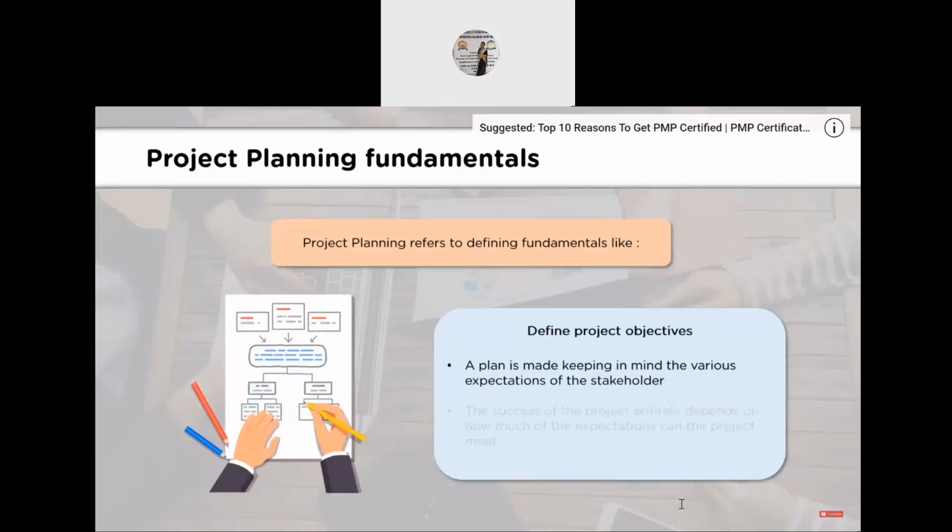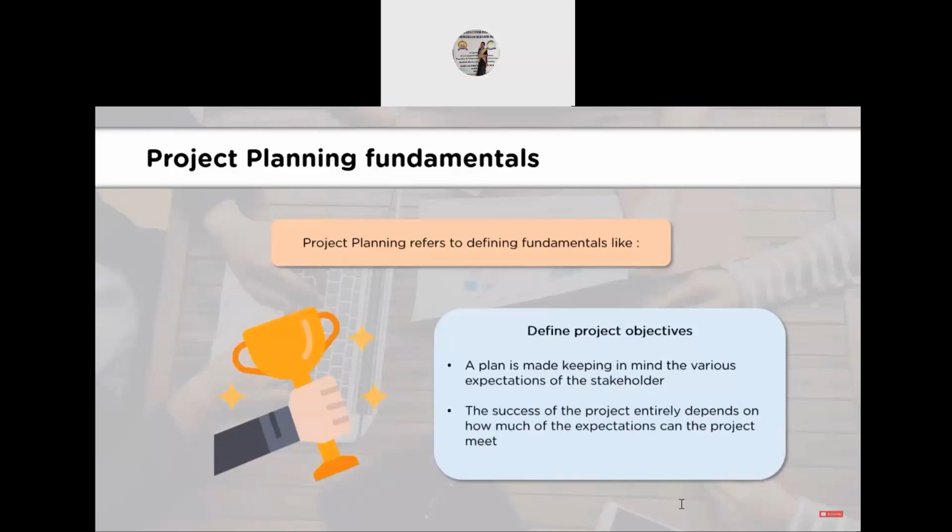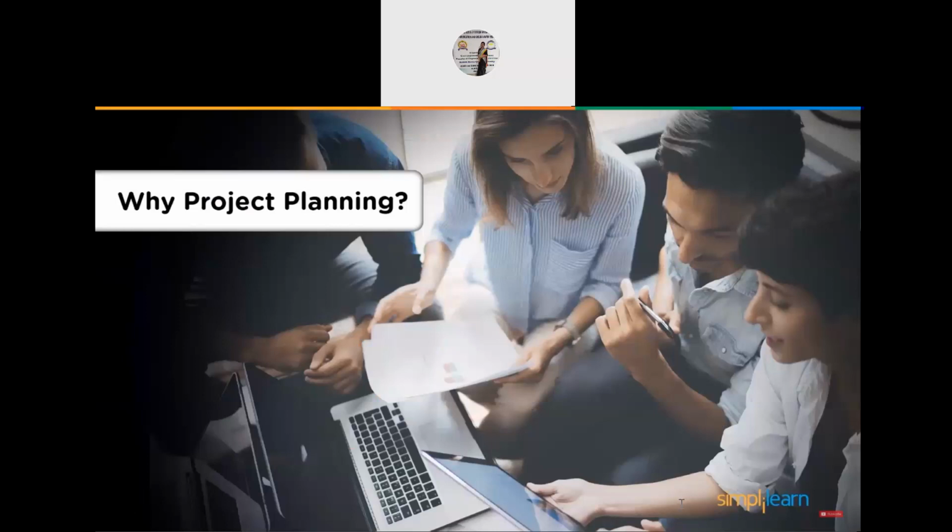Then the last fundamental we will discuss is defining project objectives. A project plan is made keeping in mind the requirements of the project team and expectations of the stakeholders. If the project team can meet the expectations of the stakeholders, then only we can say that the project is successful. Now, when we know about project planning and its fundamentals, it's time to see why project planning is so important.